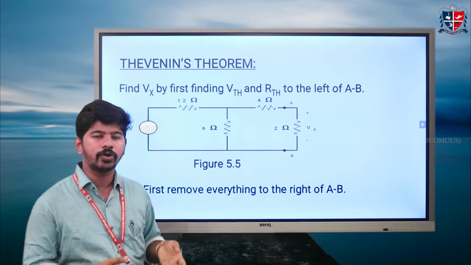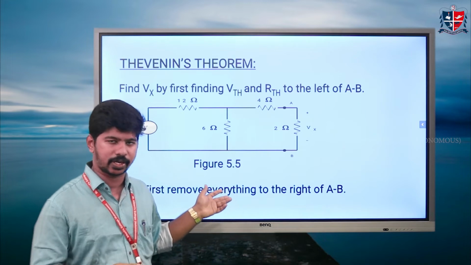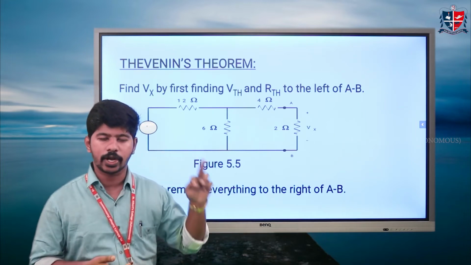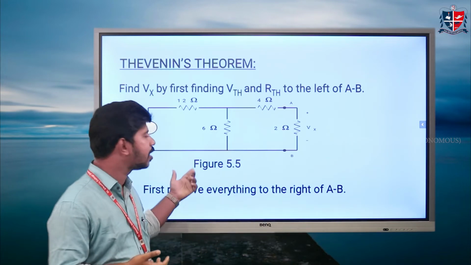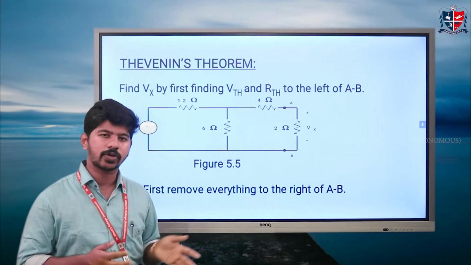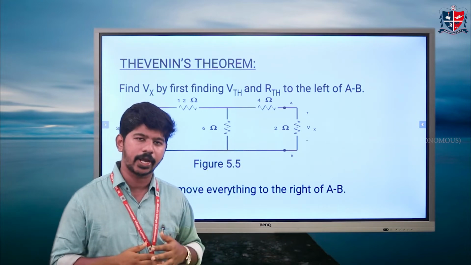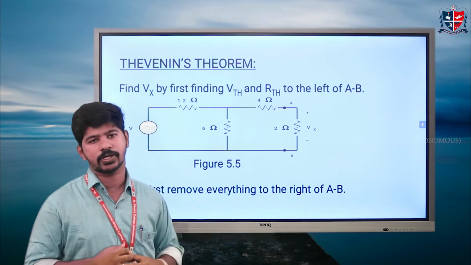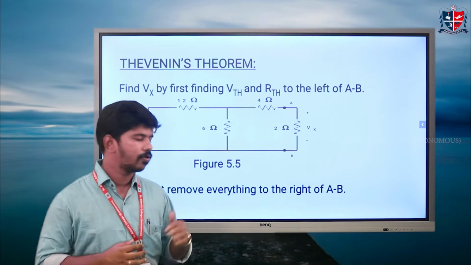Now what we need to do is replace this network by a Thevenin equivalent circuit. The Thevenin equivalent circuit consists of two things: the Thevenin voltage, which is connected in series with the Thevenin resistance. Now, how will we determine the Thevenin voltage? As we already studied, the Thevenin voltage can be determined by removing the load and determining the voltage across our load terminal.